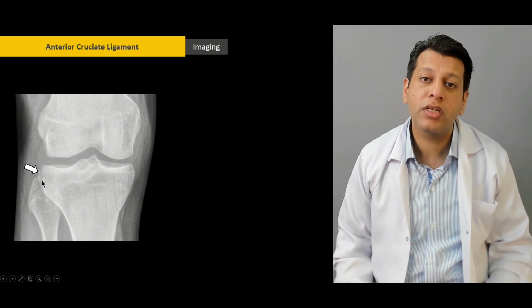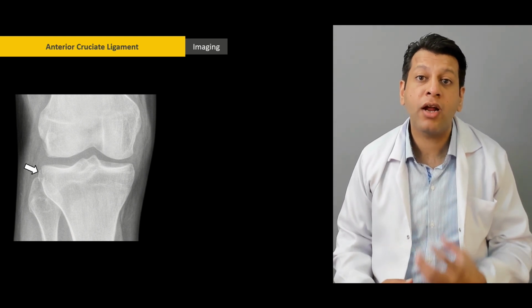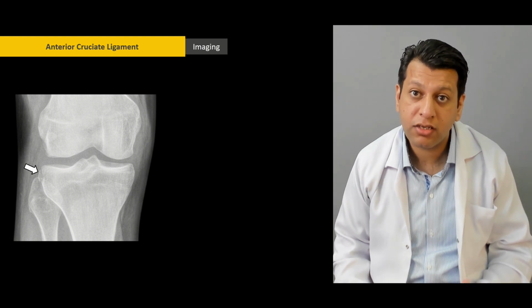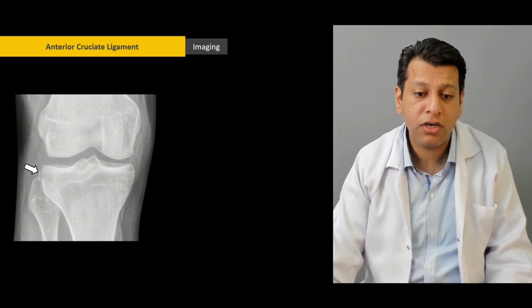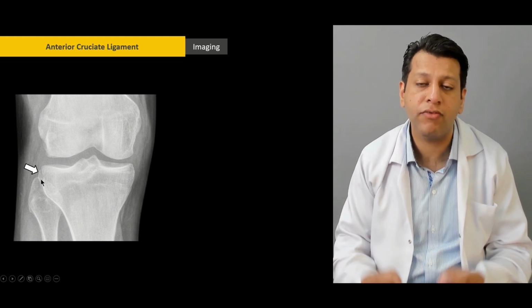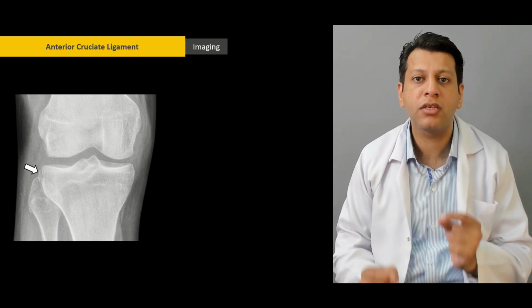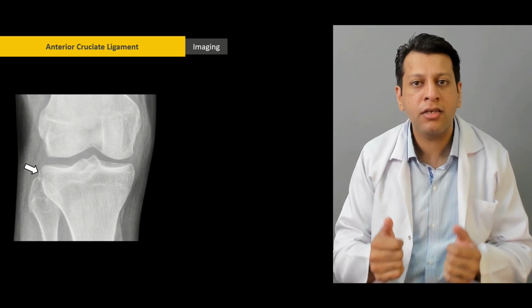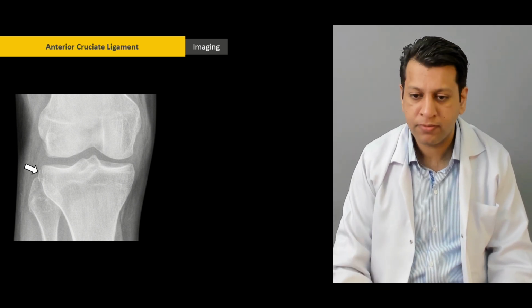Why? Because there is always an associated anterior lateral ligament, or ALL, injury, which usually results in a C-joint fracture. And a C-joint fracture on X-ray, if you see it on the AP view, is kind of a telltale sign that it is an ACL injury.